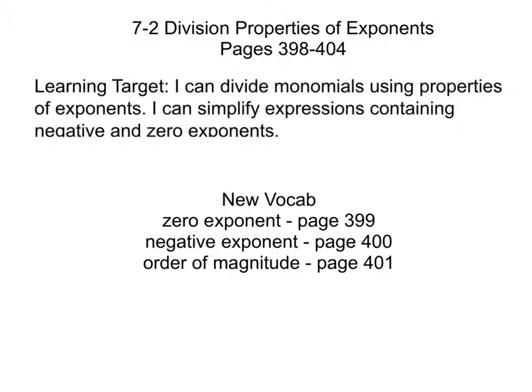New vocabulary, which you can look up after viewing the video. Zero exponent can be found on page 399, negative exponent, page 400, and order of magnitude, page 401. Today's video lesson will not cover order of magnitude. We will do that in class the next day after you see this video.